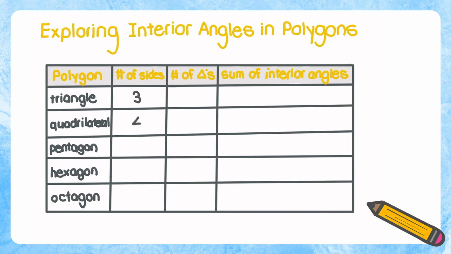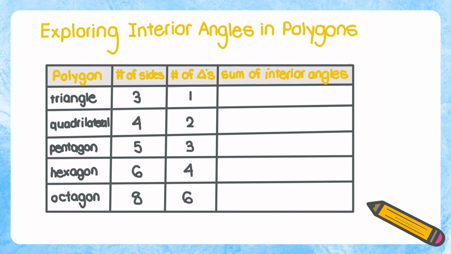So a triangle has 3 sides, quadrilateral 4, pentagon 5 sides, hexagon 6 sides, and octagon has 8 sides. And let's write in the number of triangles we found for each polygon. So for example, for the hexagon, we found 4 triangles. Okay, and next, we're going to find the sum of interior angles based on the number of triangles we found.